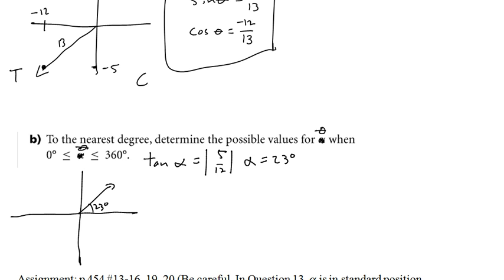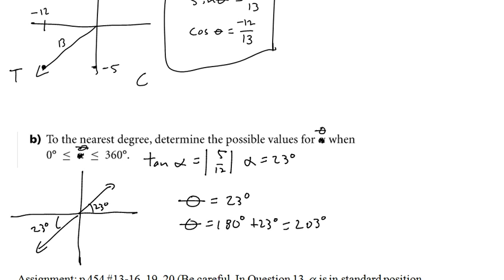Which means that that's going to be 23 degrees, or that's going to be 23 degrees. So our first possibility is that theta is going to be 23 degrees from quadrant 1, or it's going to equal 180 plus 23 degrees, which gives us 203 degrees. So there are our two possible solutions.